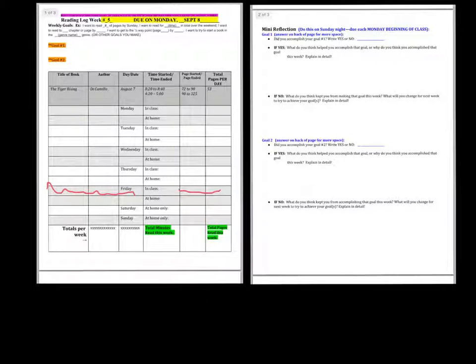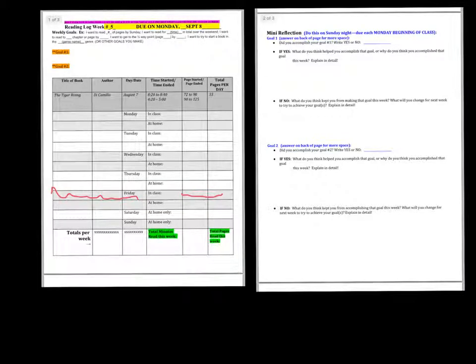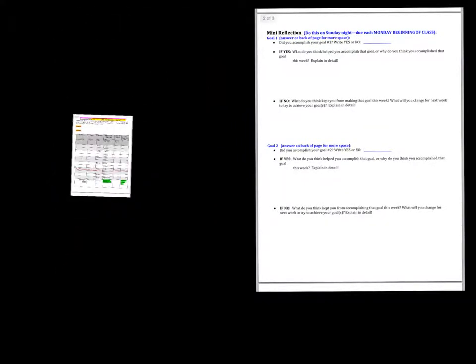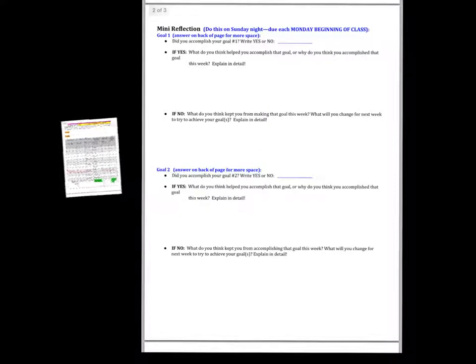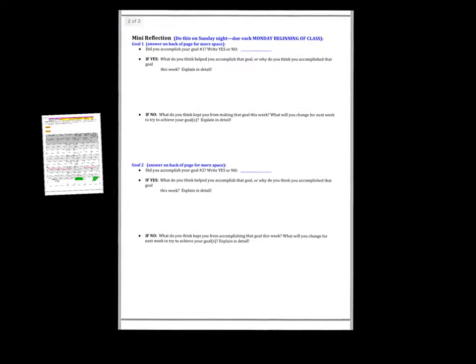However, do not put your reading log away, just turn it on to the back. So go ahead and hit pause now. So now that you've already filled out your reading log, I'm going to minimize this one and open up the main one. So you should be on the back side, just like what you see me looking at right here.